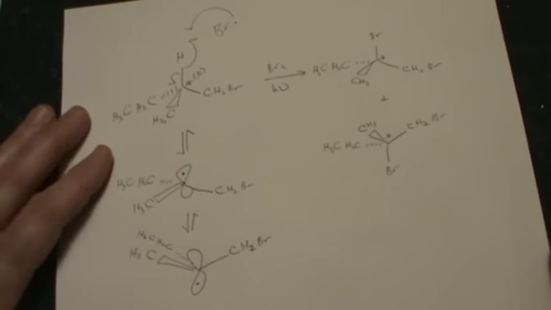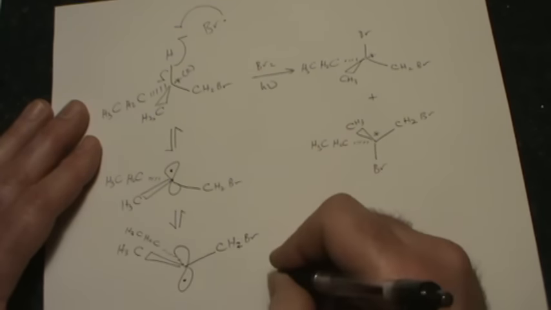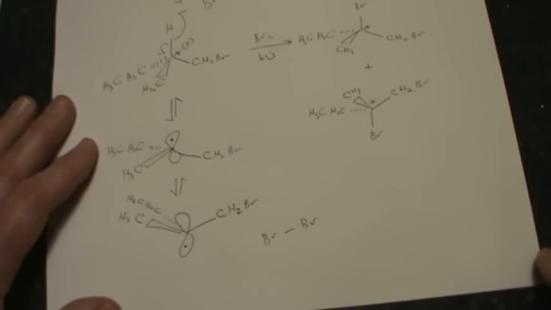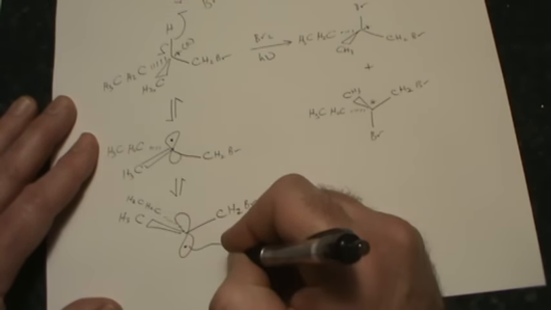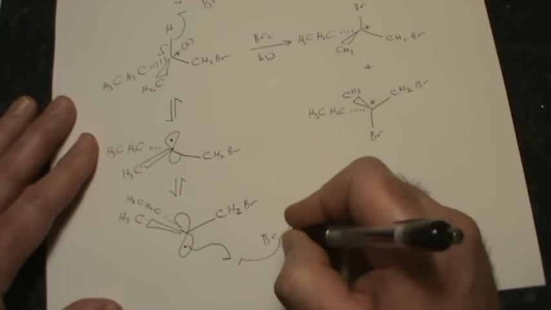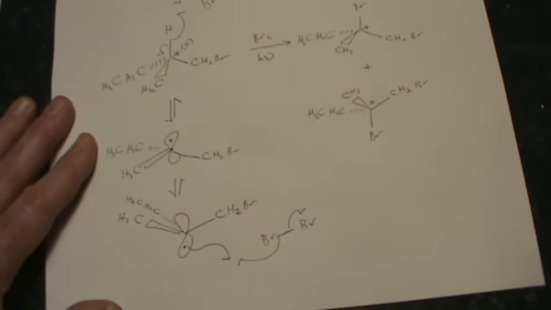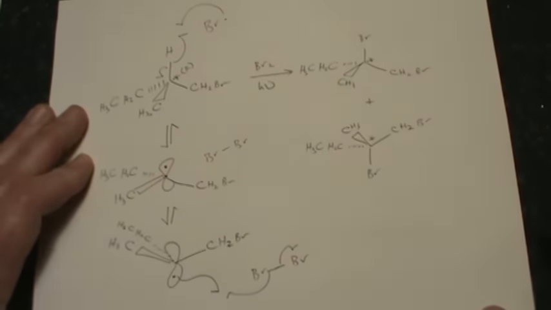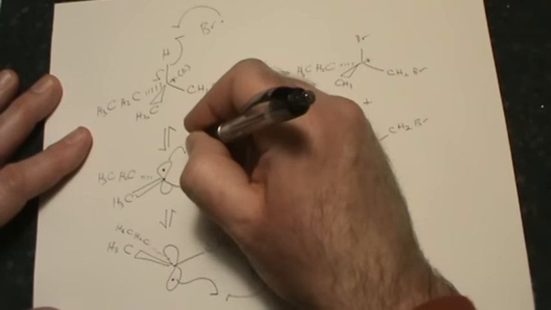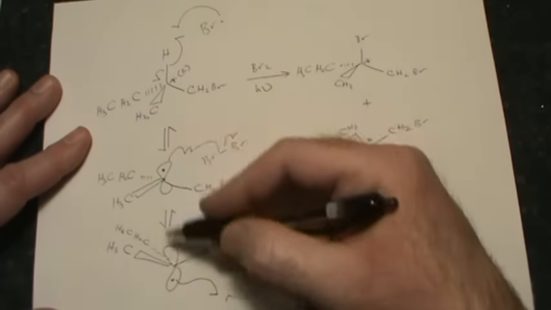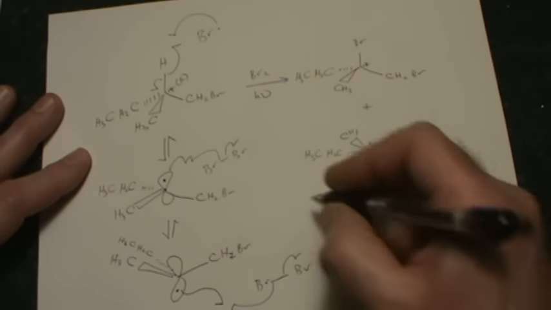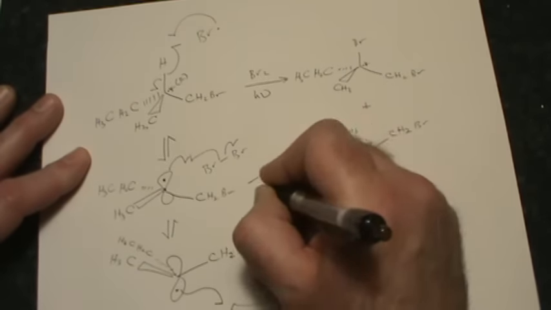The last step of the propagation sequence is going to be to bring in another equivalent of molecular bromine and do a halogen atom abstraction. And that could happen from either of these two species, whether I have my shallow pyramid pointed in one direction or the other, resulting in both products forming.